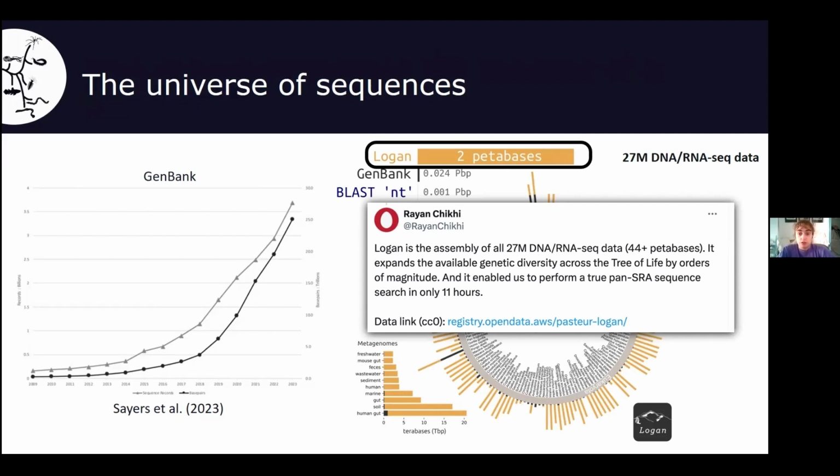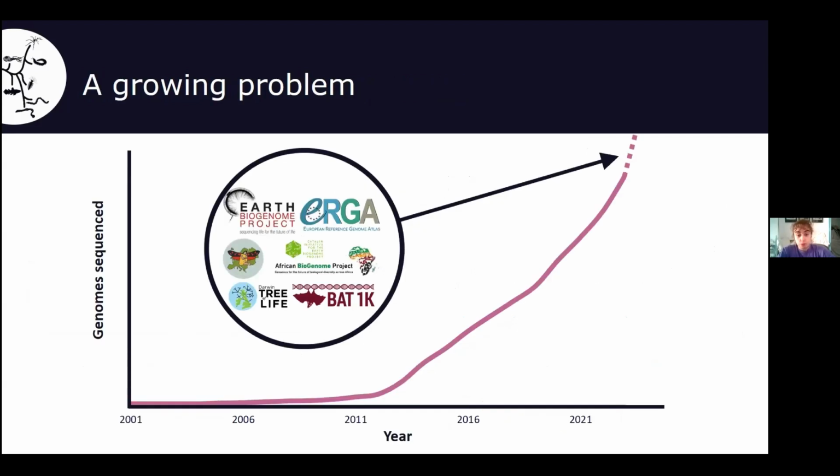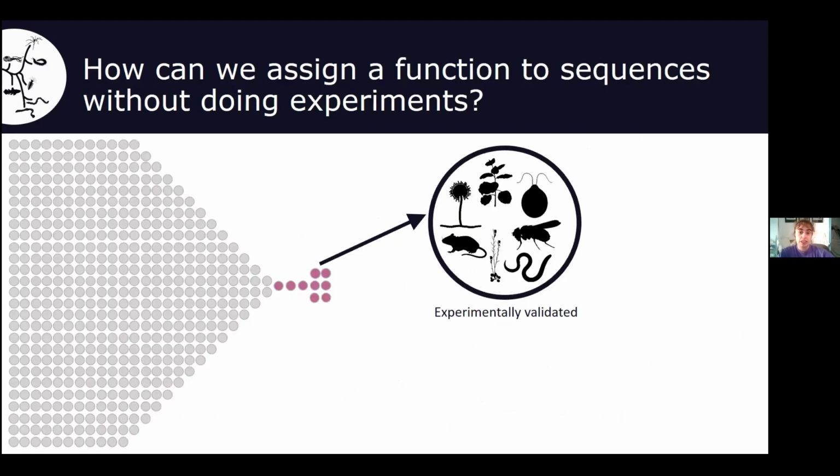And this is also getting worse with the new sequencing projects, not only metagenomes like the one before, but also genomes of different organisms, like the Earth Biogenome Project, that every year are increasing the number of sequences that we have available, and we cannot do experiments for all of them. So how can we assign the function of these sequences without doing experiments, because it's not feasible?